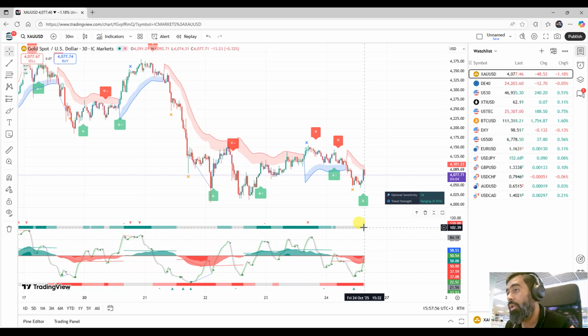Understood? The third confirmation should be the money flow index. You see this dark maroon and pinkish or reddish color? This is giving you a heavy money flow in the sell. Correct? This should be green. This should be green. Simple. If this is red, we don't trade.